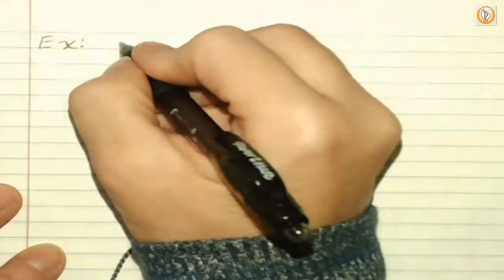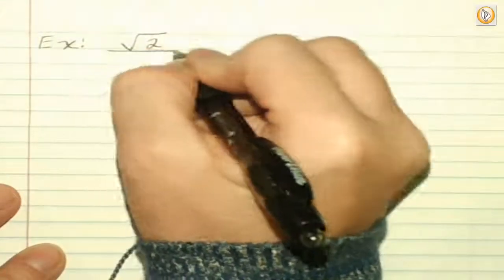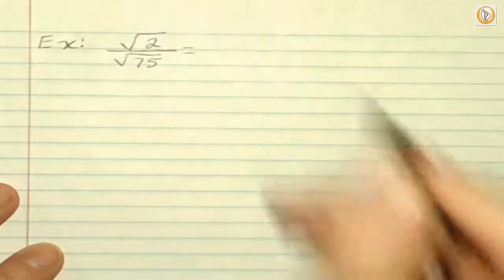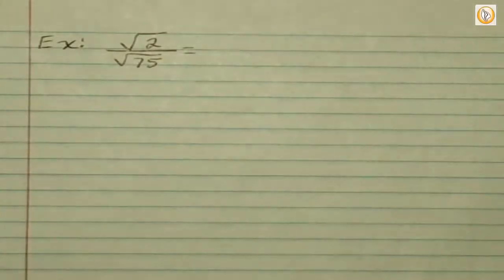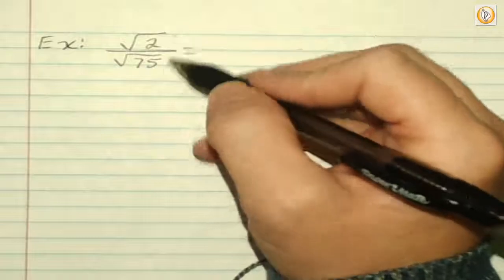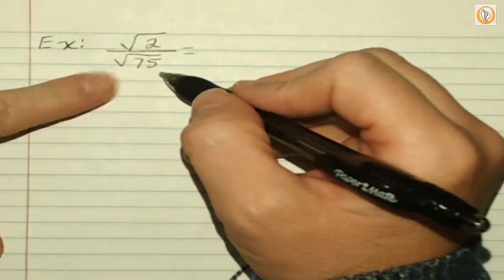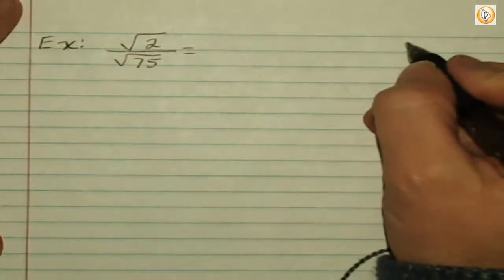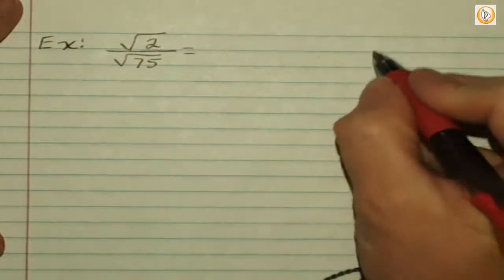Let's do another example then. Are we in the book? Not yet. Square root of 2 divided by square root of 75. Now we need to simplify it. None of this is a perfect square. We can't divide it, but we can simplify this 75, can't we? All right. So, over here, I'm going to do my factor tree.